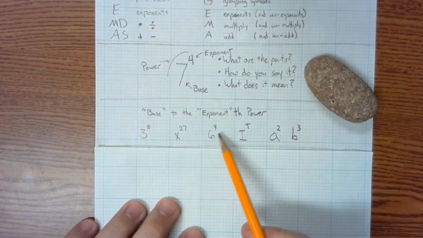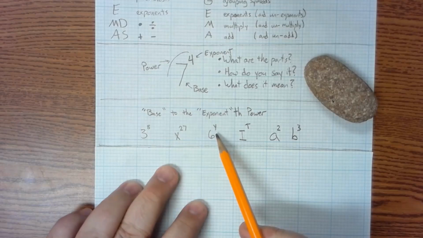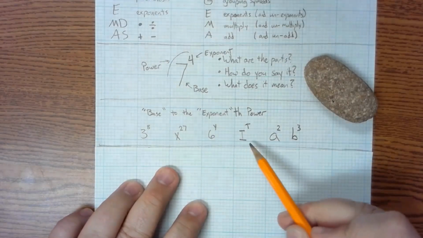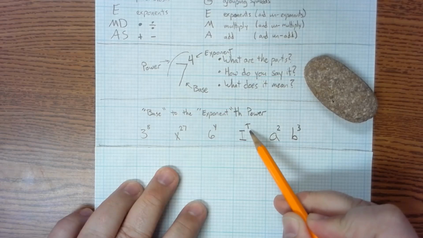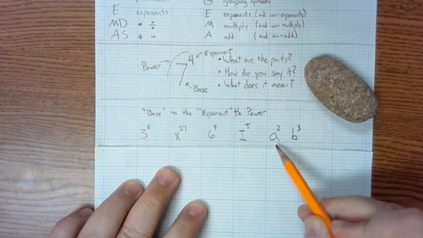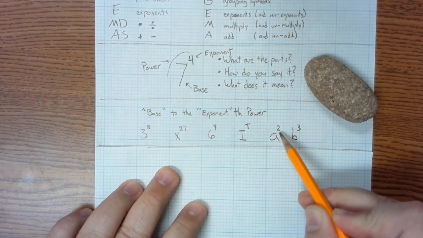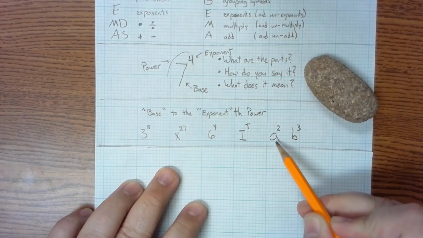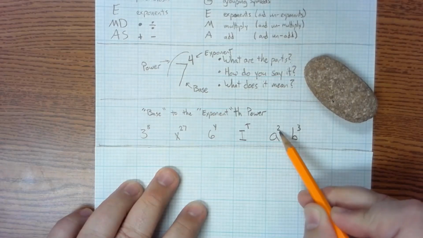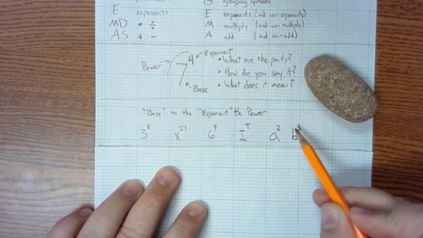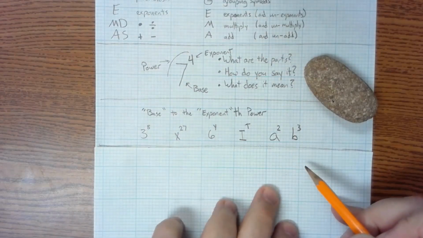6 to the wife power. Yeah, that's how you say it, wife. How about I to the teeth power? It sounds like teeth. A to the tooth power? I guess if you want to call it the tooth power, that's okay. English speakers would probably say A to the second power, but as a mathematician, I'd be okay with A to the tooth, or B to the threeth. We should probably say third.